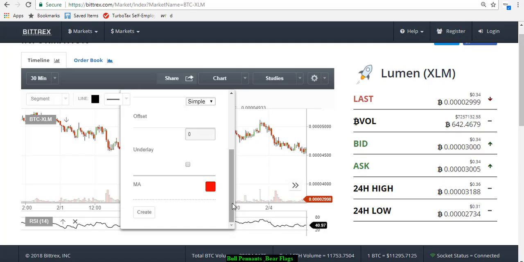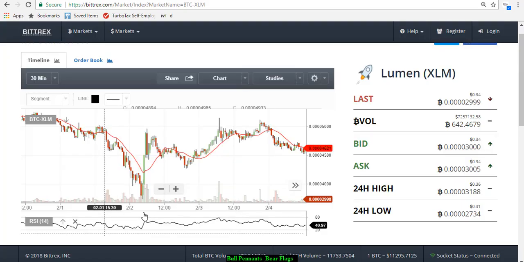And you can find pennants and flags in 30-minute charts, you can find them in 1 hour, 1 day, 1 week, whatever. I'm just on a 30-minute right now on Stellar Lumen. Okay, so let's take a look. In order for a pennant to be a bull pennant, it has to be a bull market. In order for a bear pennant or bear flag to be a bear pennant or a bear flag, it has to be a bear market.